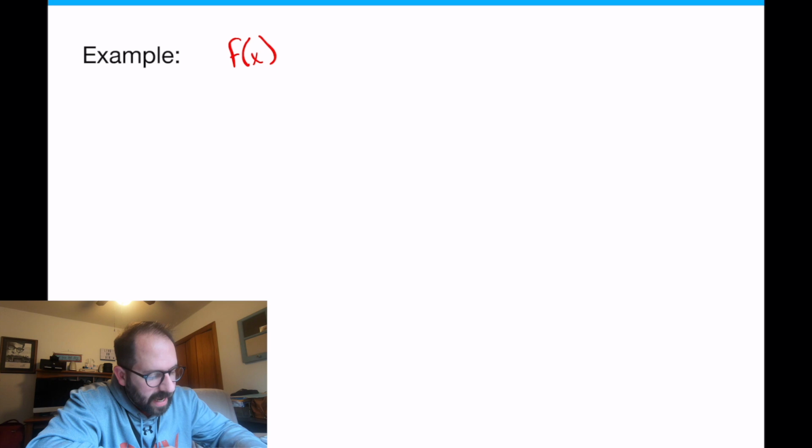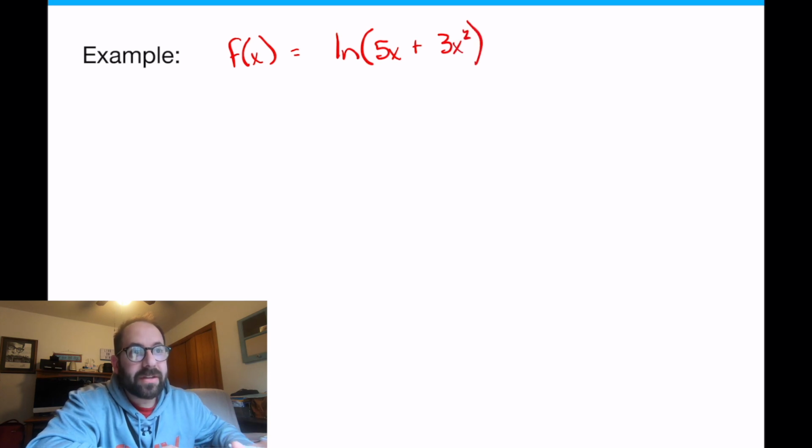Let's do the natural log of something. This is one like we did yesterday. I'm going to go 5x plus, let's go 3x squared. This is one that we did yesterday.